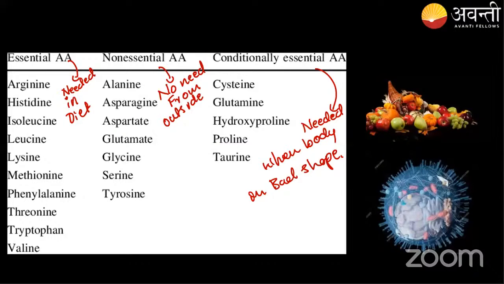So what is happening here? Sometimes when you are going through a disease, the body does not have the capacity to produce those kinds of amino acids. At that time, these amino acids are essential to take from the outside. That's why it's called conditionally essential: not always, but only when we are going through a rough time, that means the body has some disease, or you are bedridden. So essential means needed in the diet, non-essential means not needed in the diet, and conditionally essential means only needed during the bad times or during disease. Bad shape means disease.